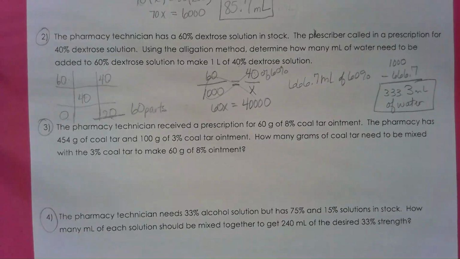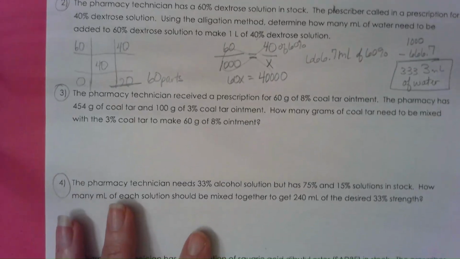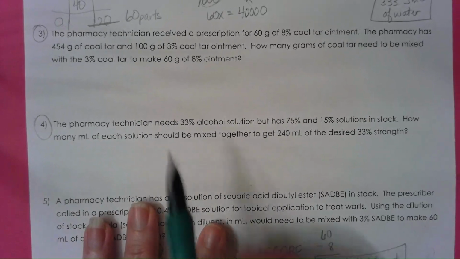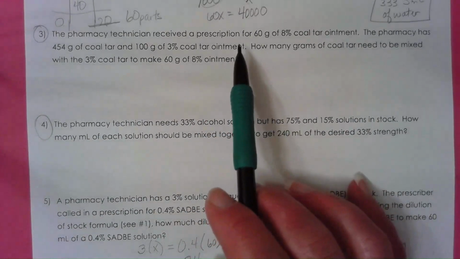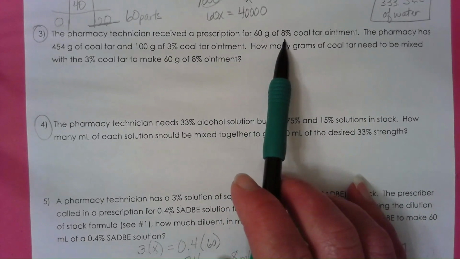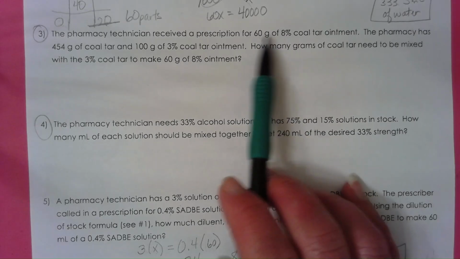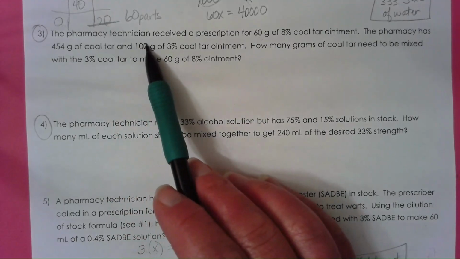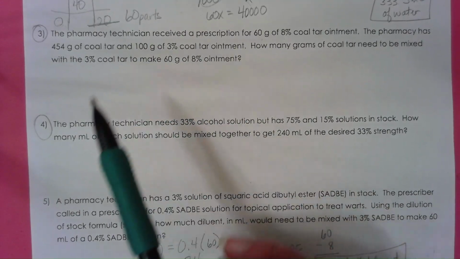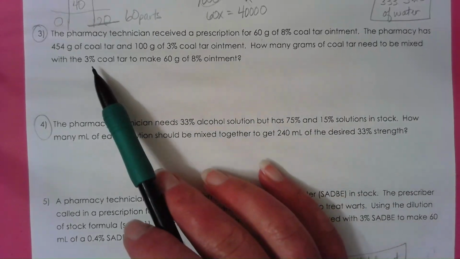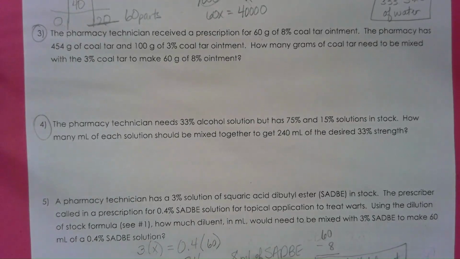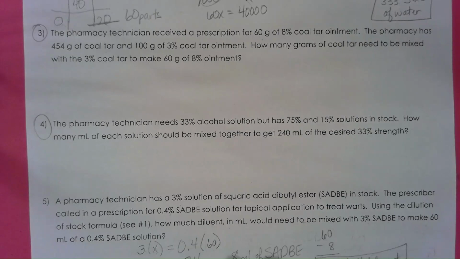Okay? So it seems kind of complicated, but it actually is very fun once you get down to it. I'm going to do every one of these for you, and we'll have some more to practice on. All right, so the next one says we have 60 grams of 8% coal tar. Coal tar is what the prescription wants. But we have 454 grams of coal tar and 100 grams of the 3% coal tar ointment. So how much coal tar needs to be mixed with the 3% to make 60 grams of the 8%? Okay, seems kind of complicated, but it's not. We just break it down.